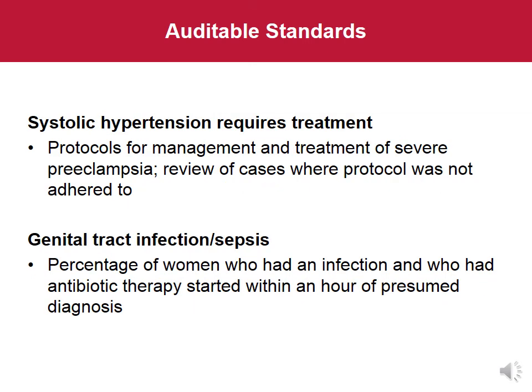Systolic hypertension requiring treatment. Protocols for the management and treatment of severe preeclampsia should be disseminated within your local group. A review of cases where the protocol was not adhered to should be undertaken. Genital tract infection or sepsis. The percentage of women who have had an infection and who have had antibiotic therapy started within an hour of presumed diagnosis should be tracked.